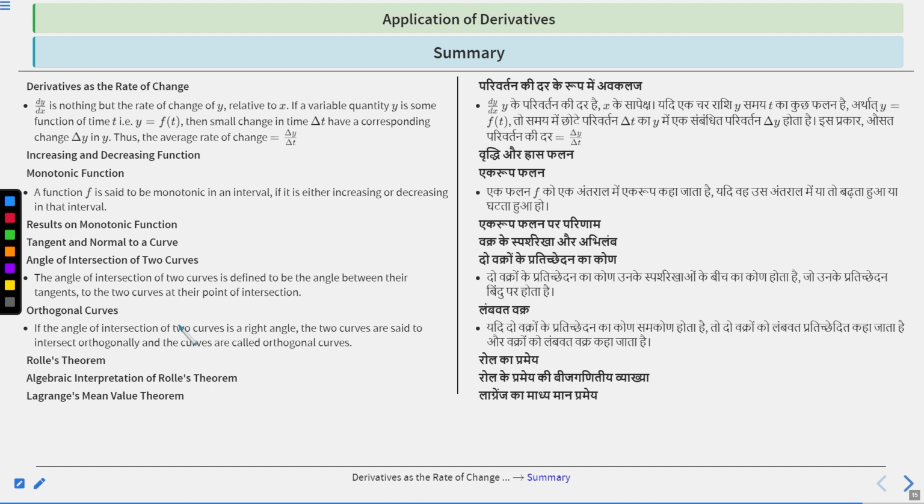After that, we have seen Rolle's theorem. We have seen the algebraic interpretation of Rolle's theorem. After that, we have seen Lagrange's mean value theorem, right? And we have also seen that Rolle's theorem is a particular case of Lagrange's mean value theorem. Clear? So in this way, we have studied the topic application of derivatives.